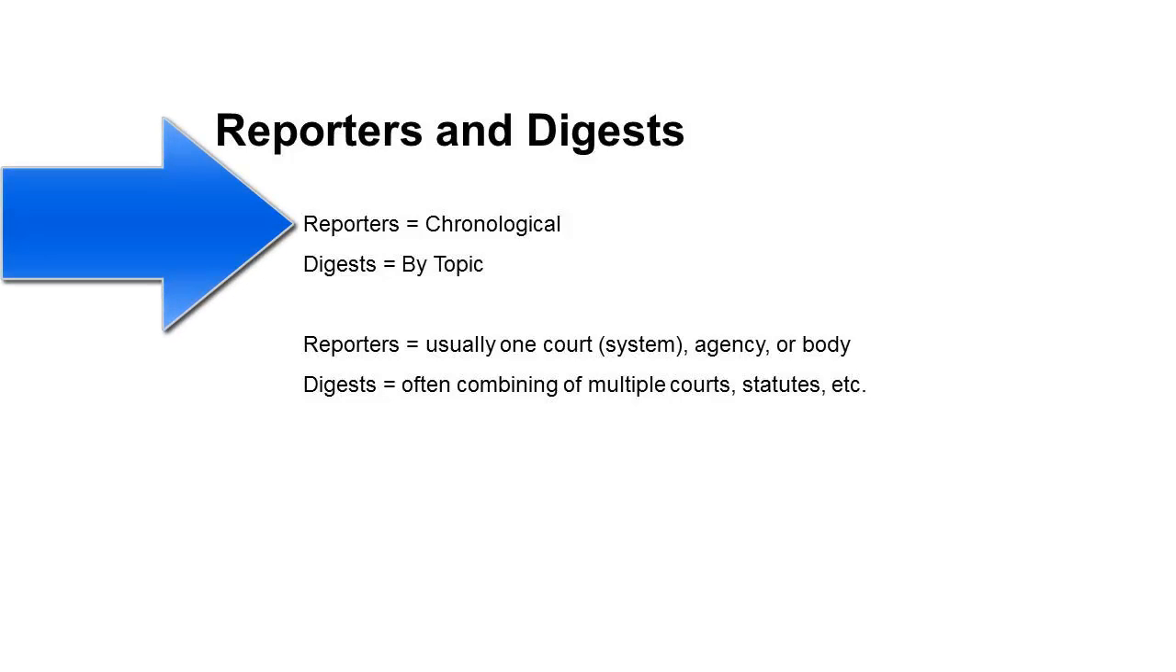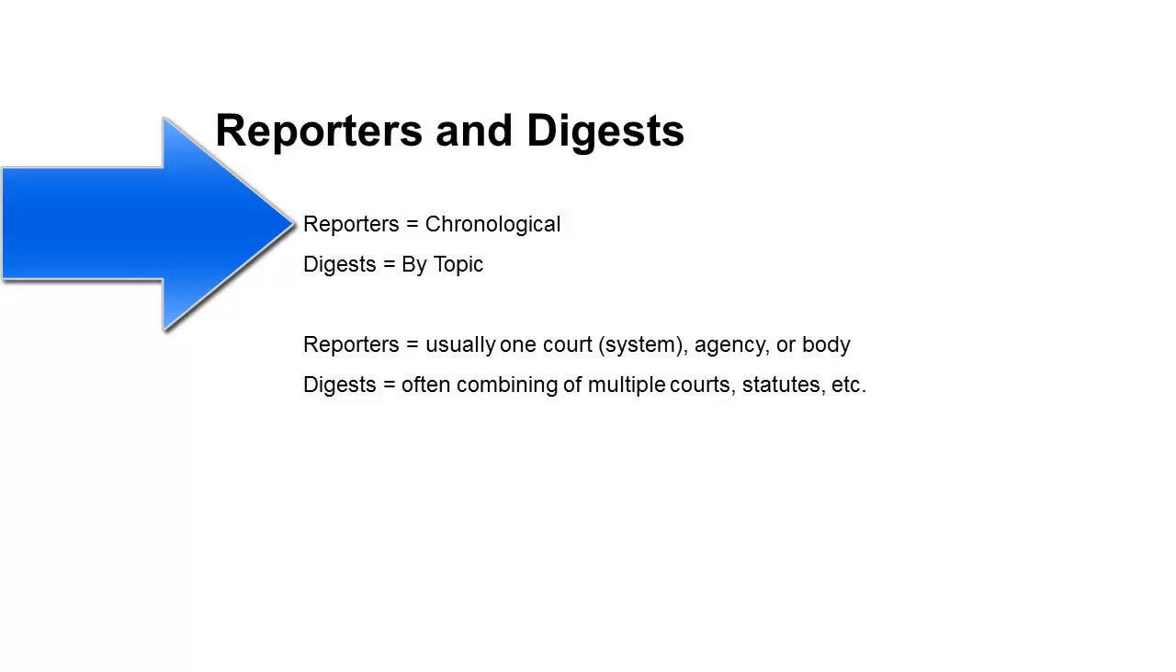And so a reporter is going to be a way of organizing those decisions that is chronologically based. So once again, the Supreme Court comes out on a given day, and it releases its decision about abortion, and then it releases its decision about gun control, and then it releases its decision about money. And so in a Supreme Court reporter, we would see those three decisions chronologically. Okay? Basically, the order that the court made them in.